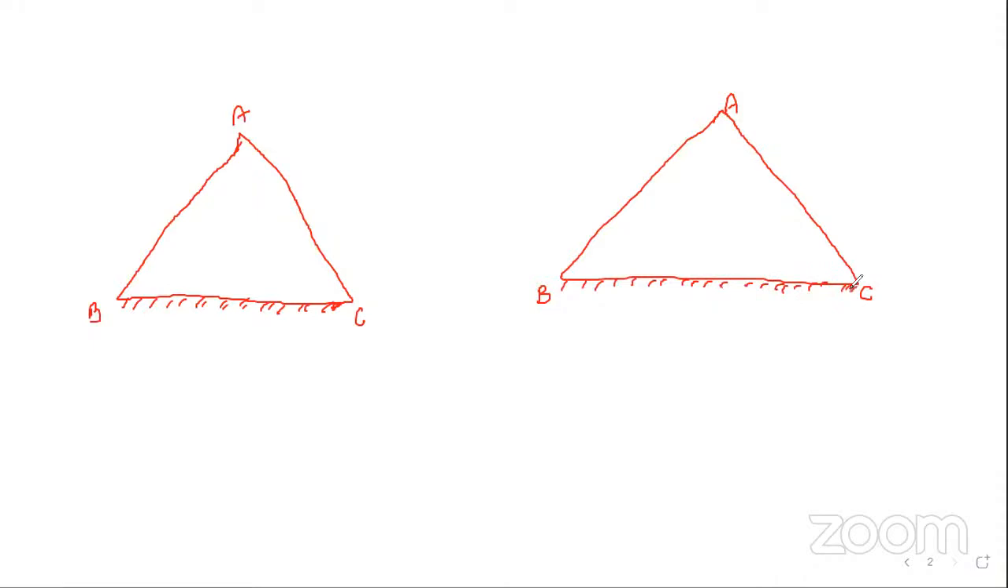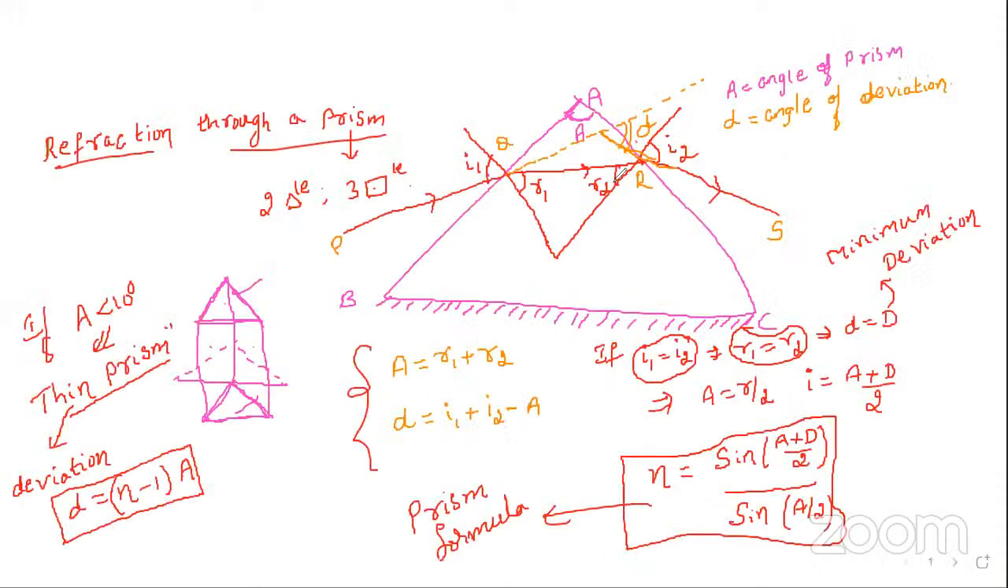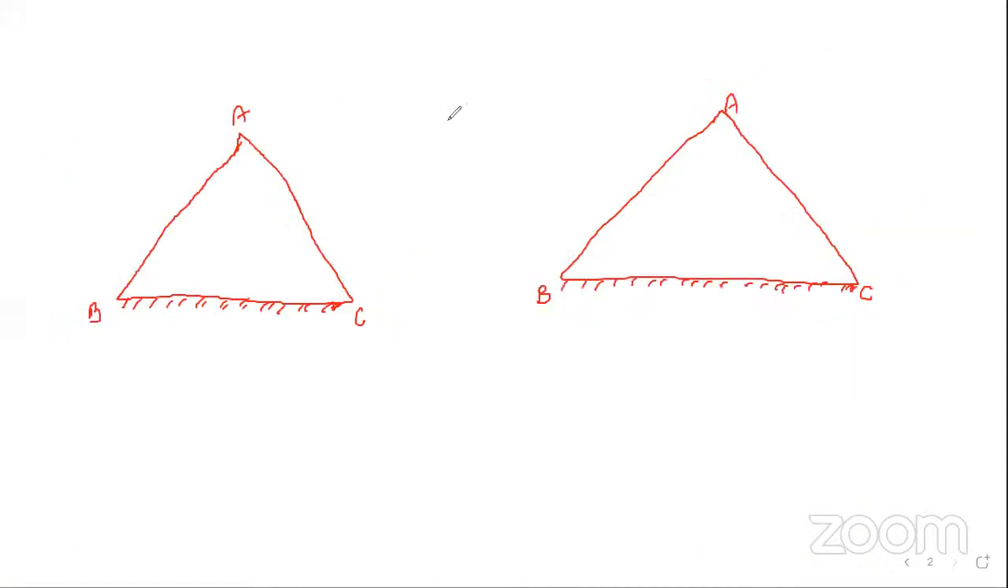What is A called? Sir, angle of prism. Yes, A is called the angle of the prism. Now, look here. First case, I will take the normal ray. It is incident normally. This is the normal. Now, the ray will graze like this.